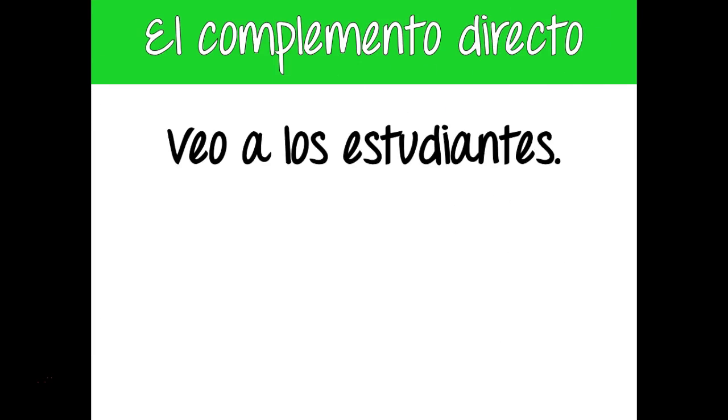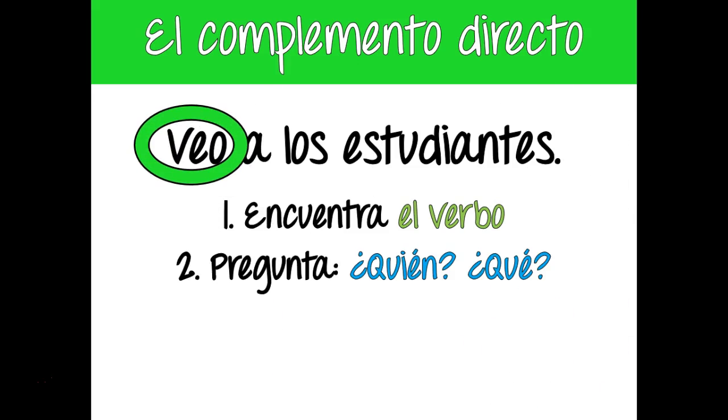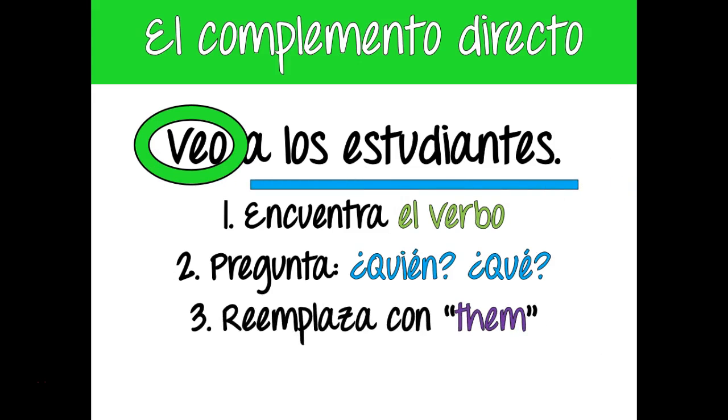One last thing as we wrap up here, you can replace people as well if they're the direct object. And I don't want you to get scared by this little a, but we're going to talk about why that's there in just a moment. So, veo a los estudiantes. I'm looking at the students. I see the students. Again, we find the verb, veo. We ask who or what. Who or what is being seen? Obviously, the students are, so we're able to replace them with them.